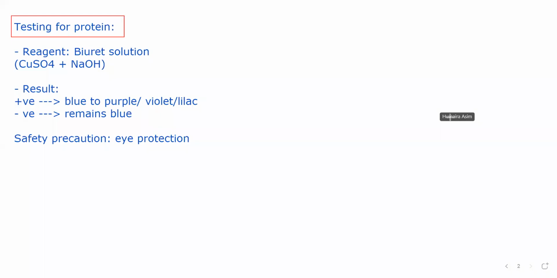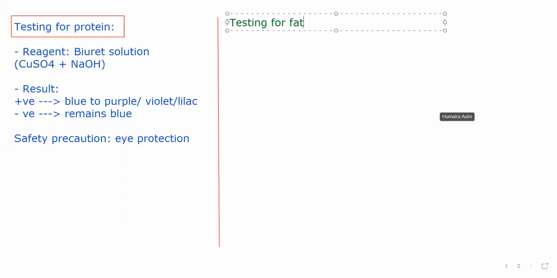Yes, now we will talk about our last test. We are already done with testing for starch, testing for reducing sugar, testing for proteins, and now we have the final one, which is testing for fats. This is very interesting, and here I'll draw a diagram for you as well to make you understand.